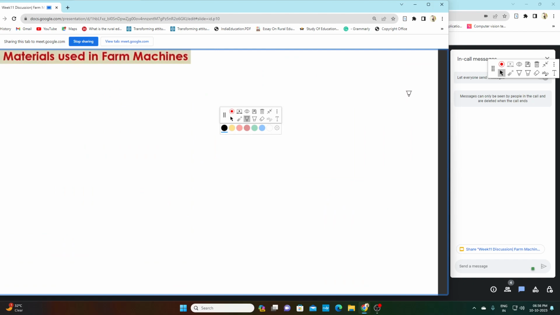Now we will move on to materials used in farm machines. So we have completed all the operations of our farm machinery. Now we will see what are the materials used in making our farm machines. Okay, that is an important thing.